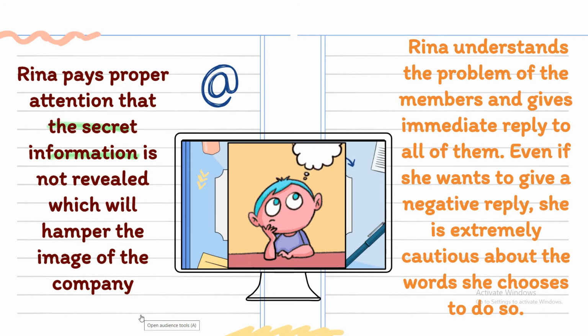On the right hand side, we have one more situation. Let me read it out for you. Rina understands the problem of the members and gives immediate reply to all of them. Even if she wants to give a negative reply, she is extremely cautious about the words she chooses to do so. So students, can you identify the other precautions which Rina is taking over here?